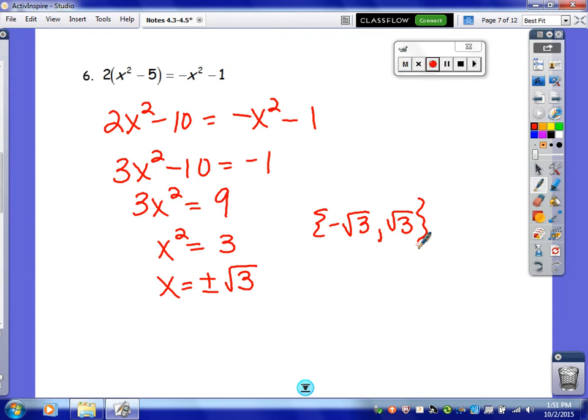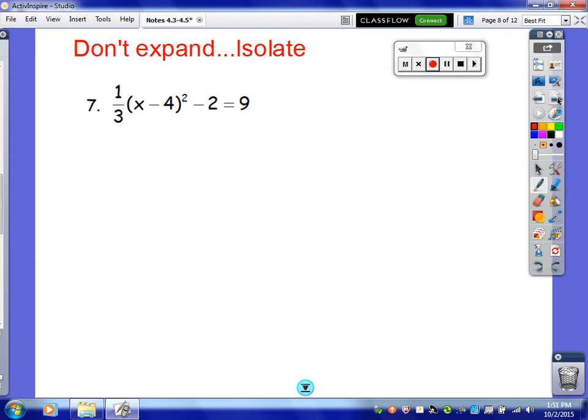Okay? All right. Now look at a problem like this. Here again, this is a factor that I can isolate. You don't want to expand this because you're going to make this a much nastier problem if you expand that. So what I'm going to do is treat that factor x minus 4 as kind of like my variable. I'm going to get that by itself, and I'm going to show you how to handle that.